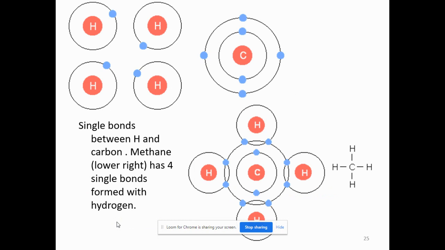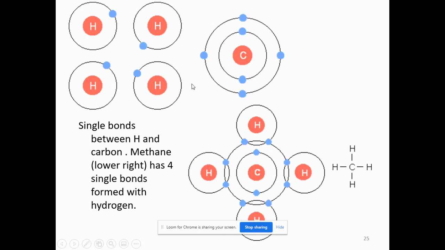Okay. All right, so here you have 4 molecules of hydrogen. All right, and then you have a carbon molecule. Okay, and as you can see here, showing their shell models. So carbon has an atomic number of 6. So there you have 6 electrons. Well, how many electrons does carbon need to complete its outer shell? Well, it needs 4.